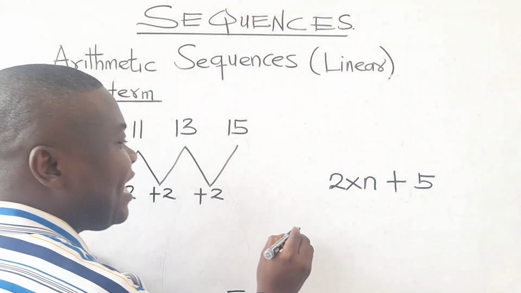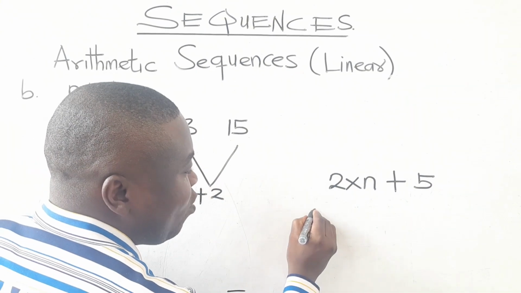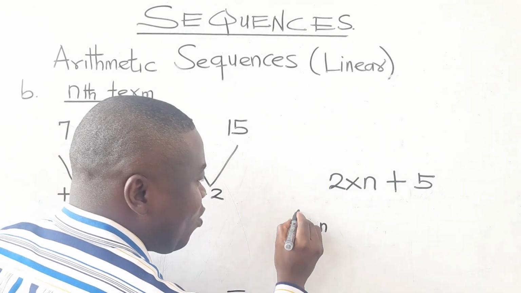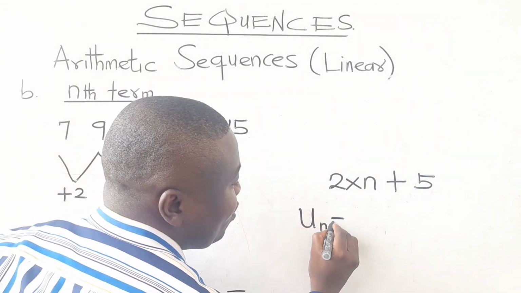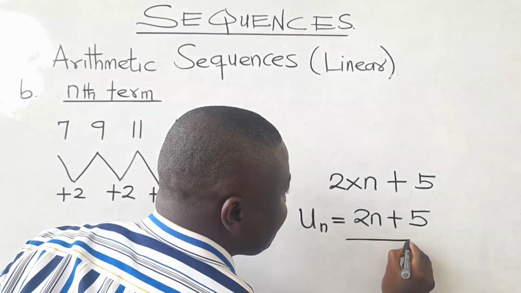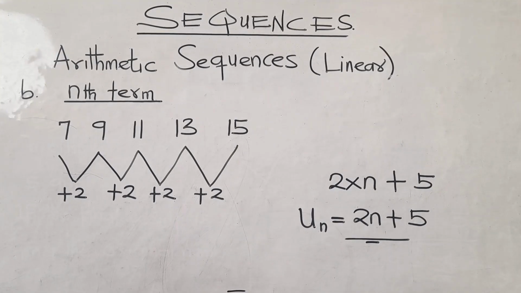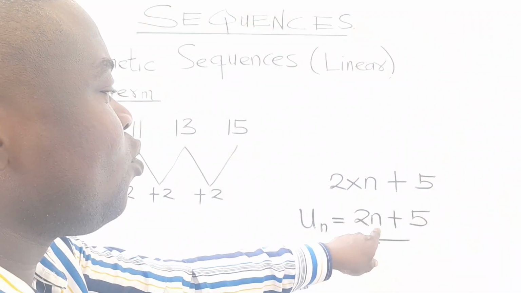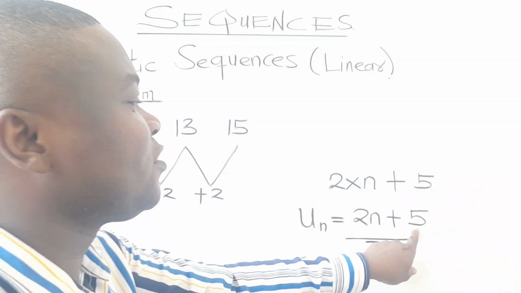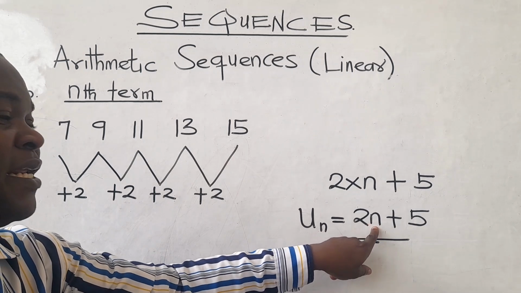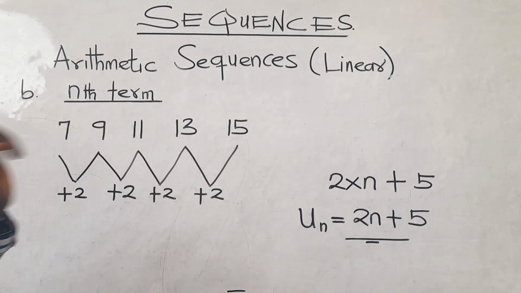So the nth term of this sequence, or Tn, let's use Un as we've been using, Un of this sequence, to get any term of this sequence, is 2n plus 5. We can get any of the terms that are given. For instance, if we make n to be 1, 2 times 1 is 2, 2 plus 5 is 7, the first term. If we make it 3, 2 times 3 is 6, 6 plus 5 is 11, the third term.